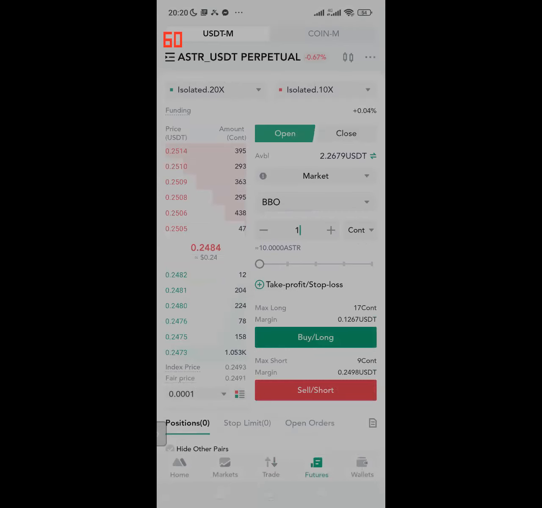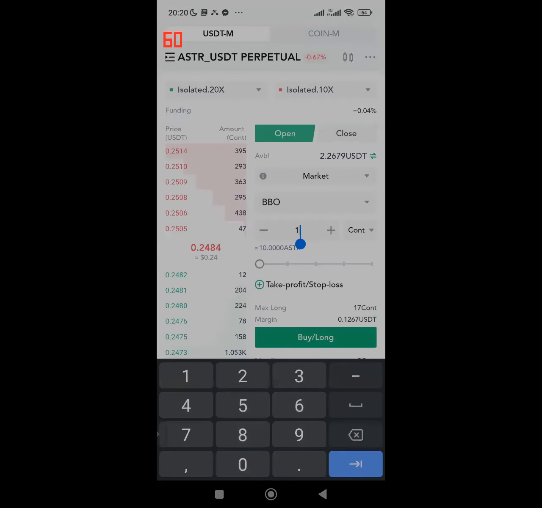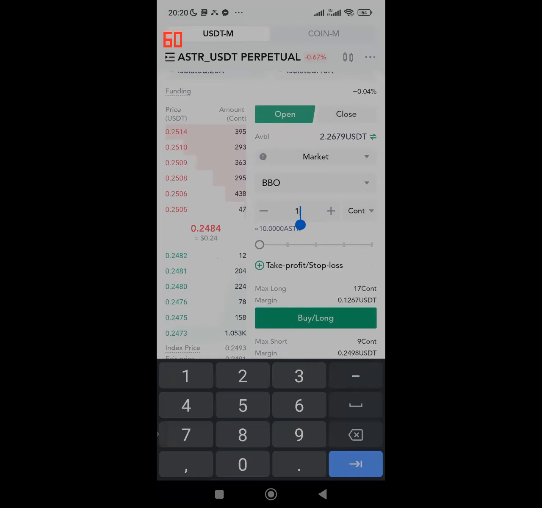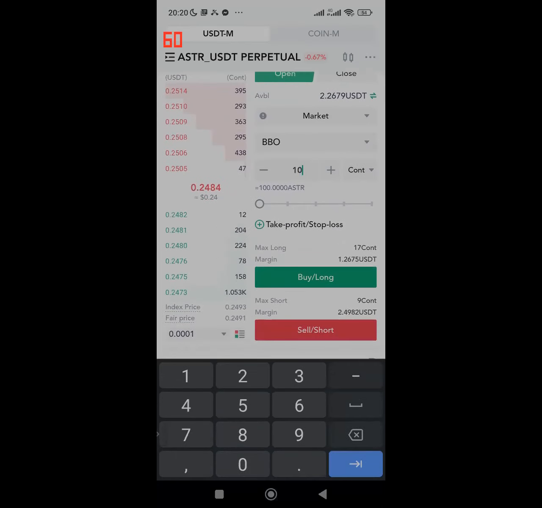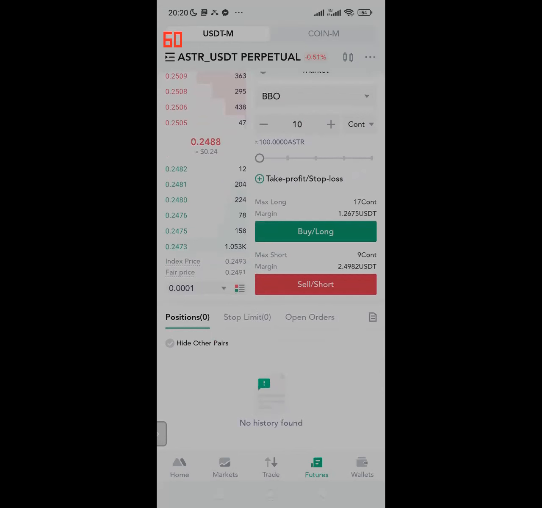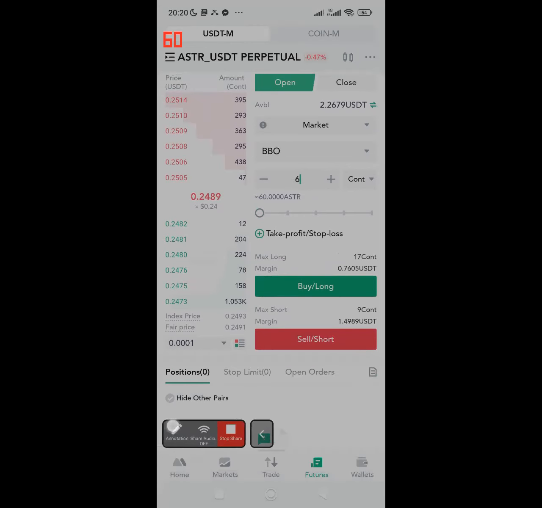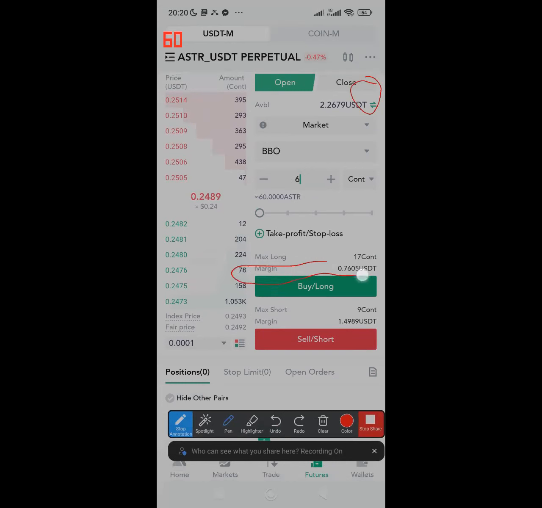So to open a position, I want to open a position of $1 equity or margin, which will be a cost of, let's say, $10 if I want to buy. So I want to buy. Here you saw margin. This is where you see the actual cost of the position you open. So you have to select the exact amount you want to open.